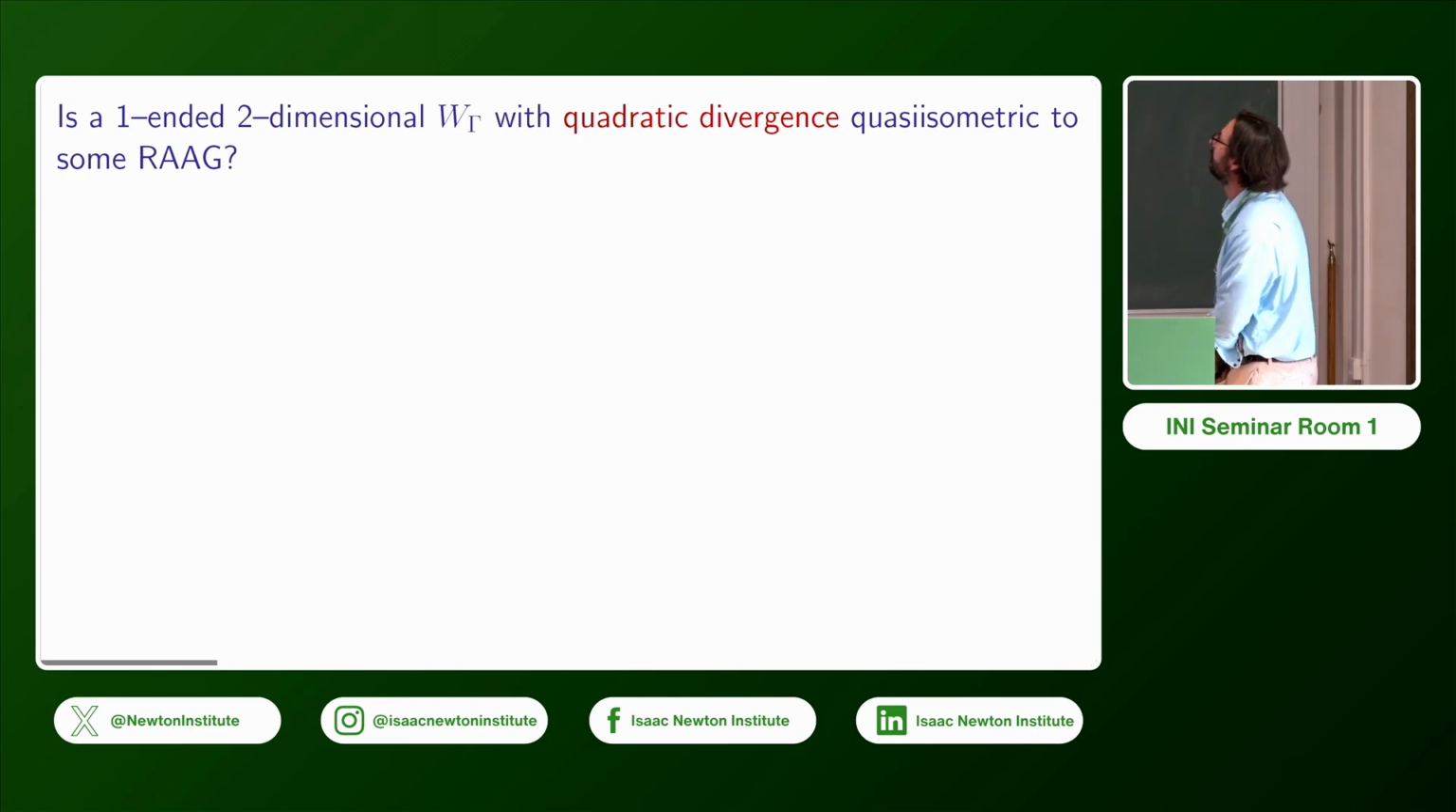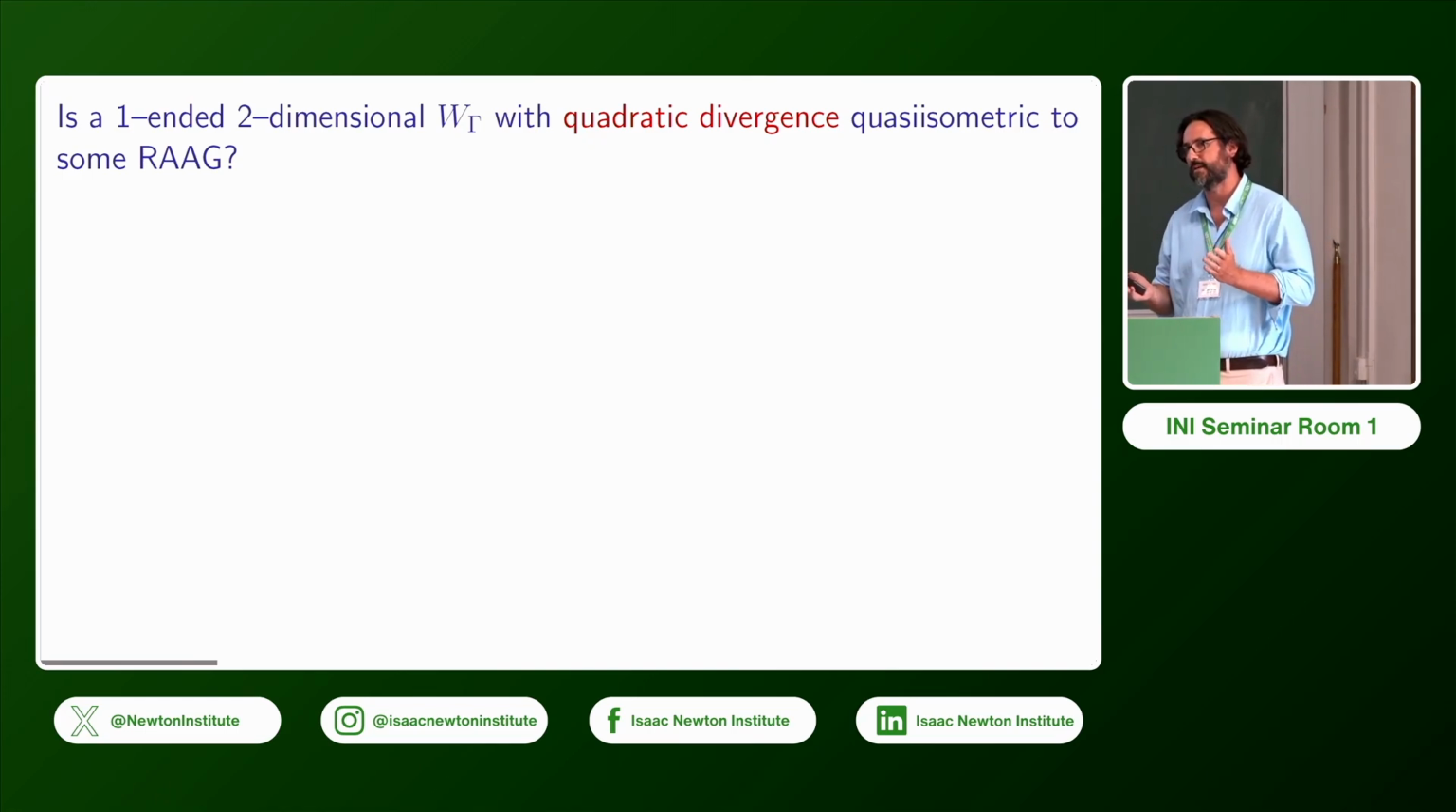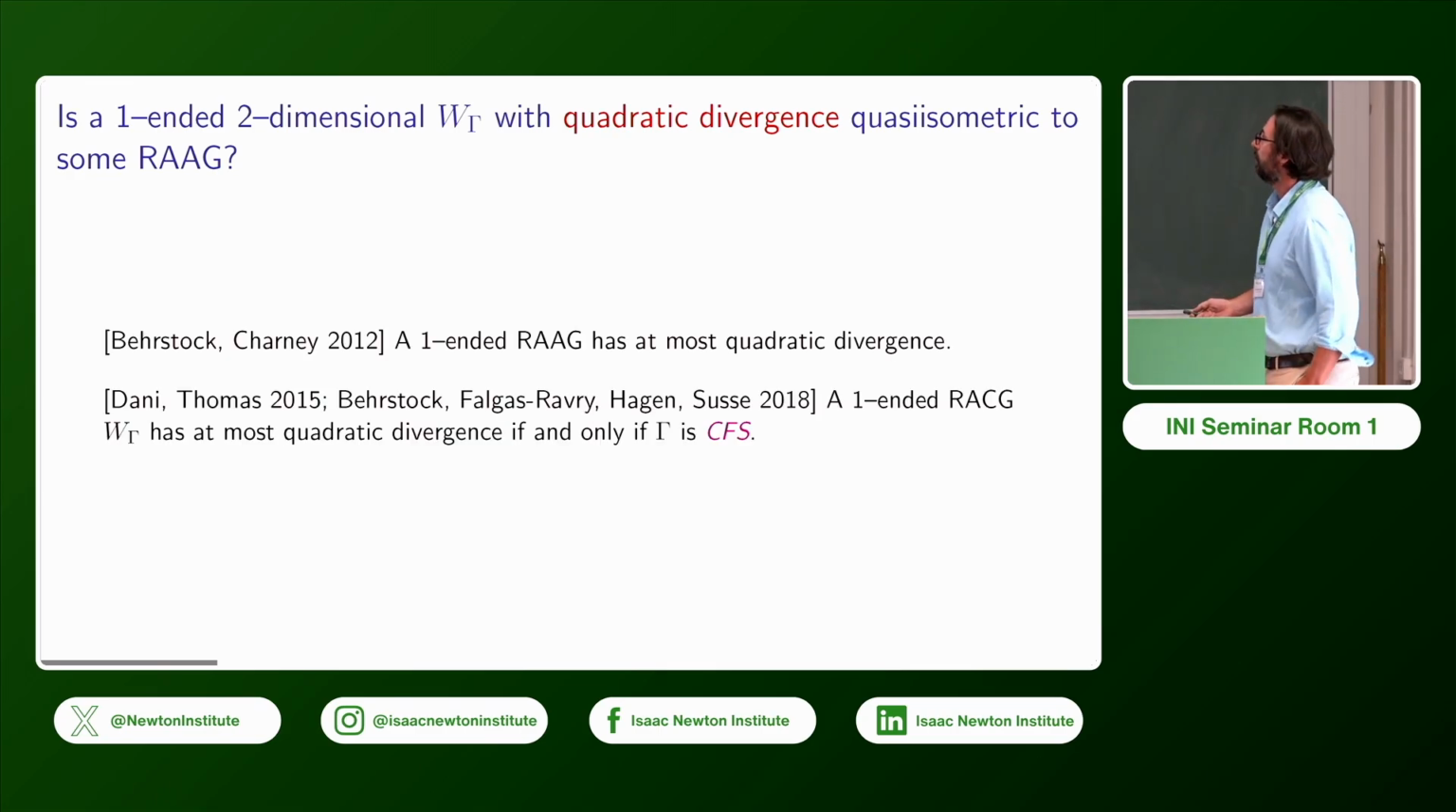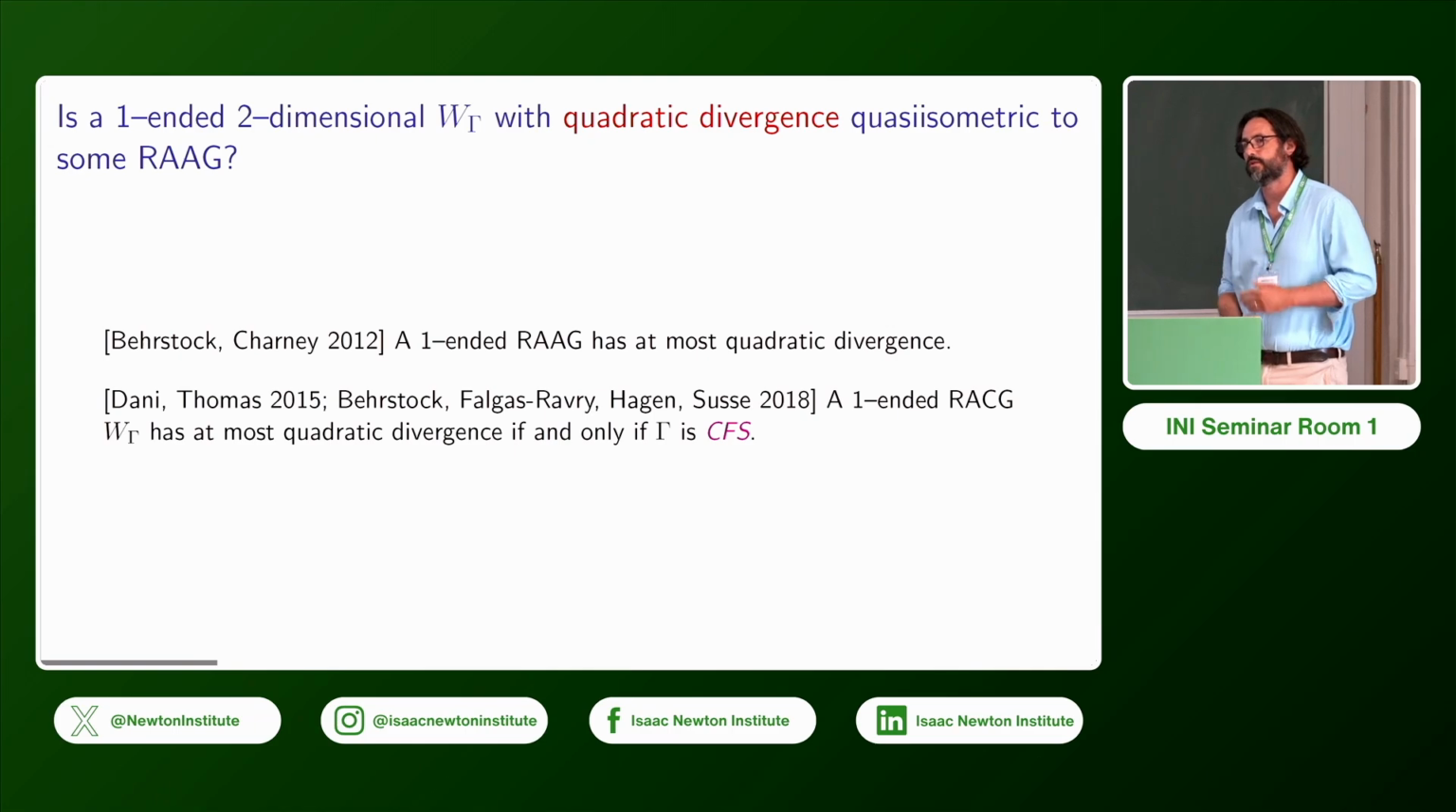Yeah, okay. So add a quadratic divergence condition. So divergence is a QI invariant that tells you how fast geodesics in your space separate from each other. And we know for RAGs that that should be at most quadratic, right? That's a theorem of Behrstock and Charney. And so Coxeter groups, they have a wider spectrum of divergence that can happen. So if you hope to be QI to a RAG, you must restrict to quadratic divergence.